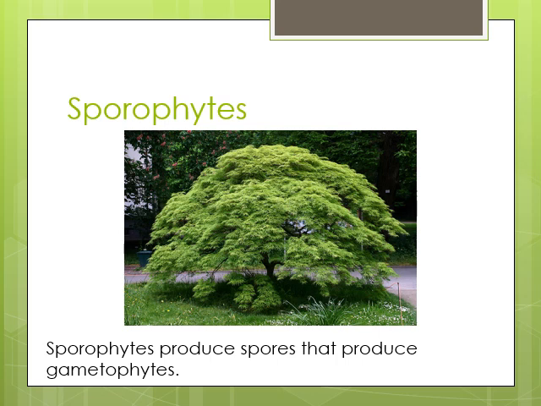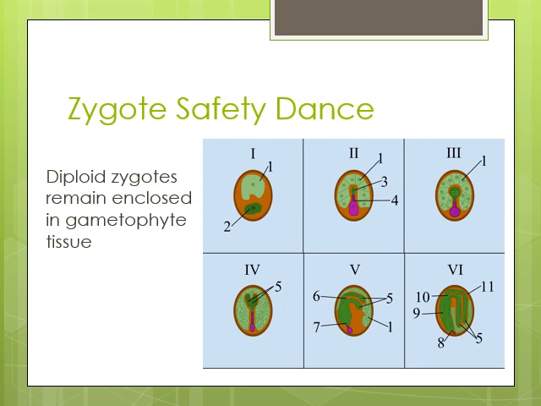Once we get that fertilization event, we've had our gametophytes produce our gametes. The gametes have fused to produce the zygote. The zygote then develops into the sporophyte. The sporophyte will then produce spores that go on to create the gametophyte, and the process continues. Those diploid zygotes are going to stay encased in gametophyte tissues, so even though your zygote itself is 2N, the tissue around it is N.